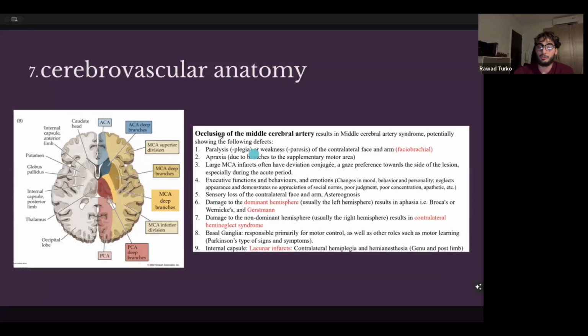Okay. So occlusion of the middle cerebral artery. This is the one that a lot of the time you're going to get your questions on, just because it's more common to see. And this is going to be paralysis or weakness of the contralateral face and arm, again because of the motor and the sensory homunculus.